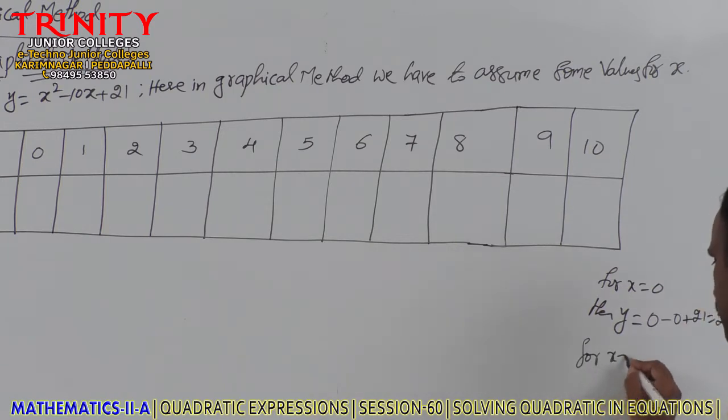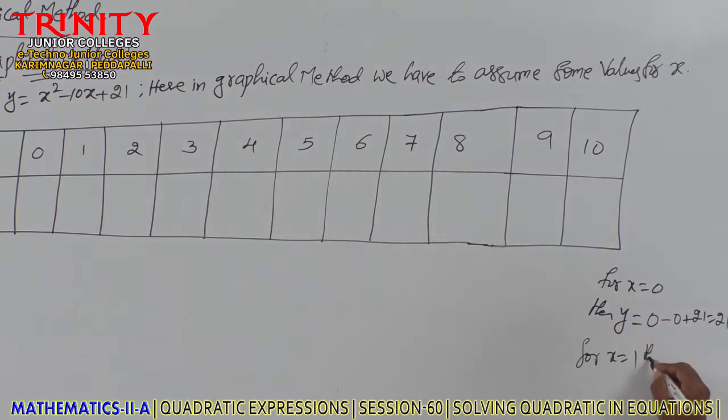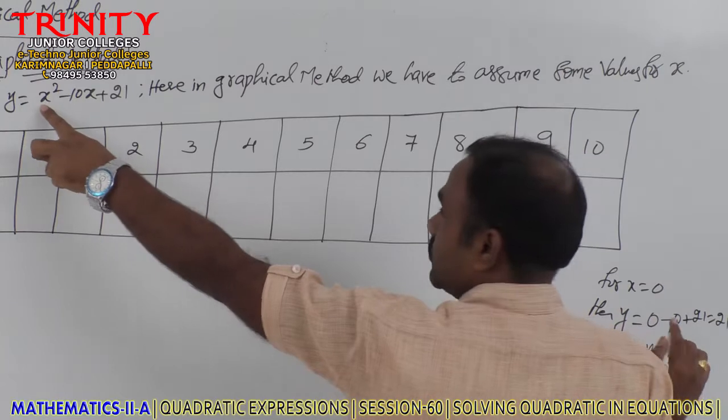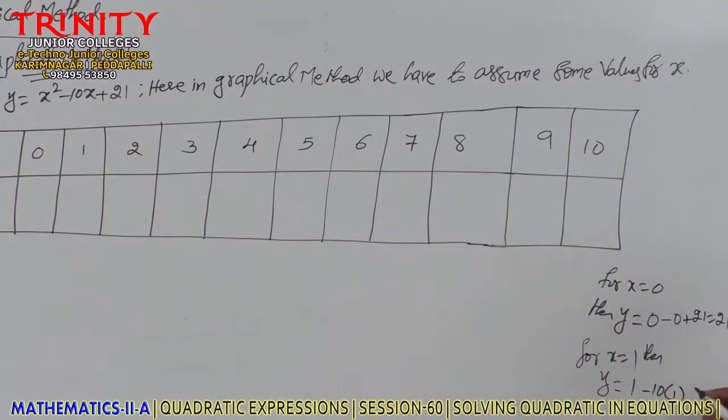Like that, for x is equal to 1, then the value of y is equal to 1 square minus 10 into 1 plus 21.